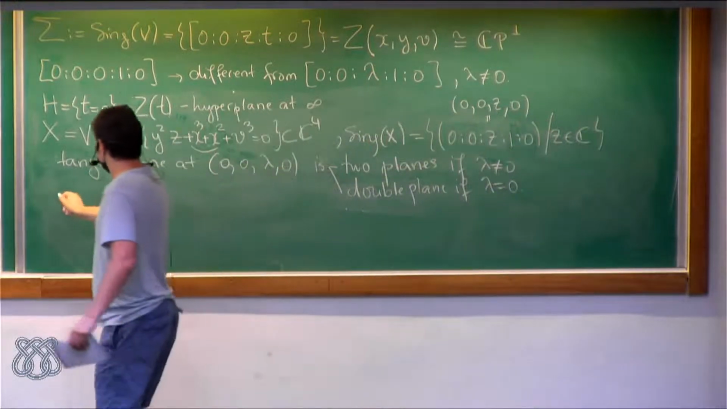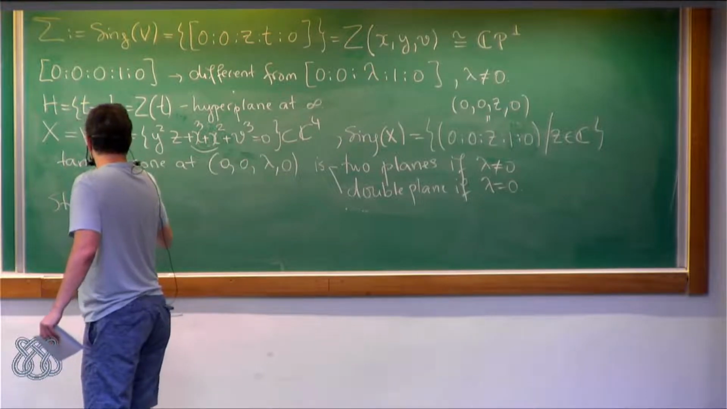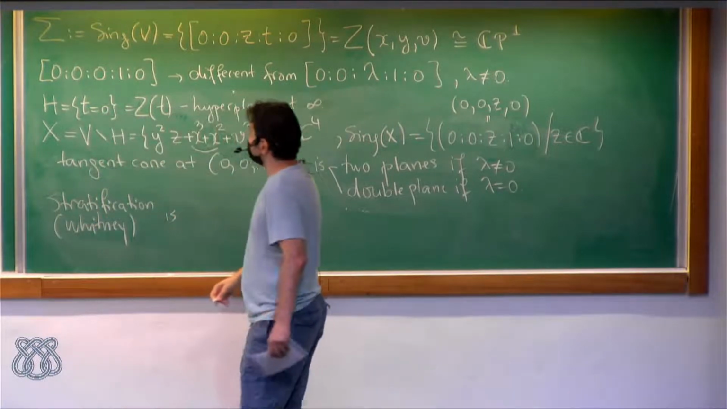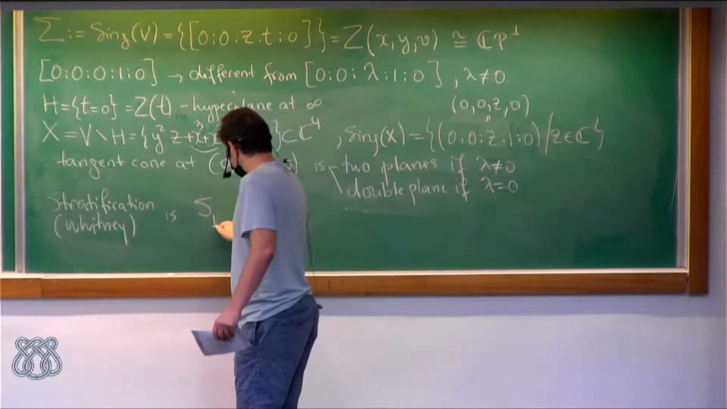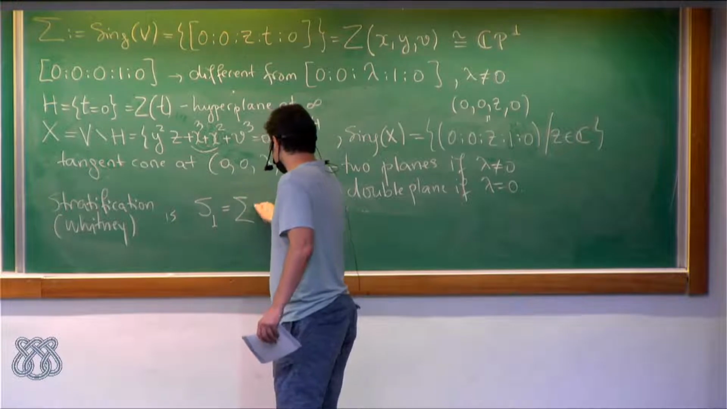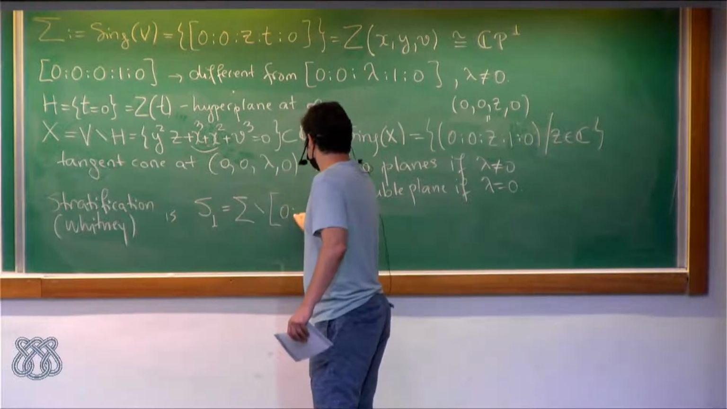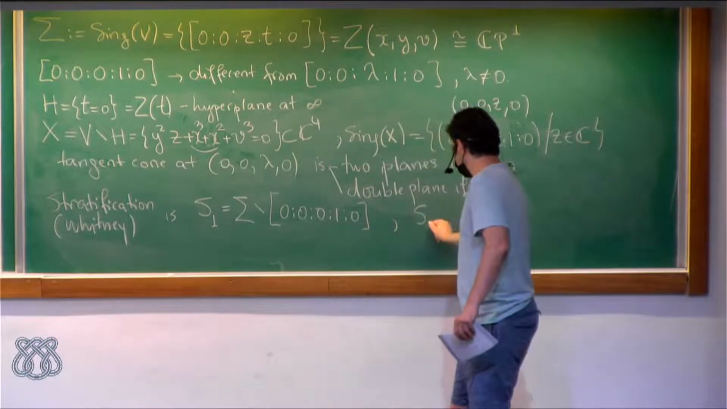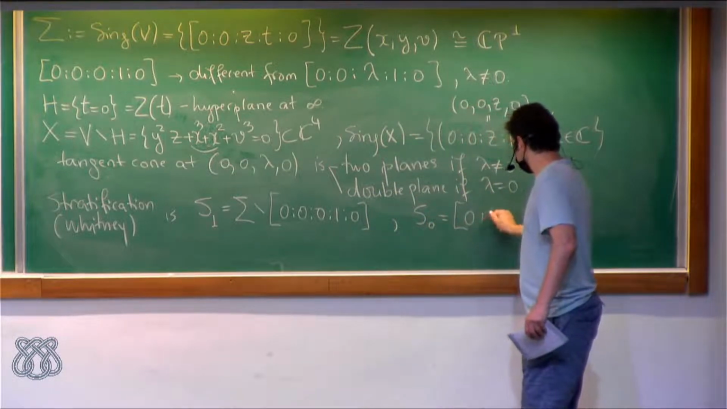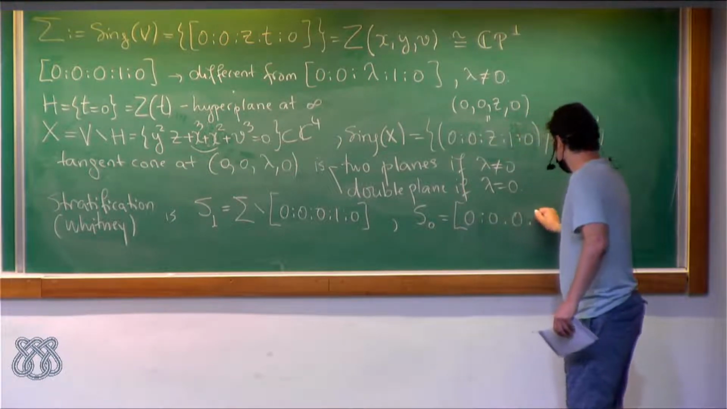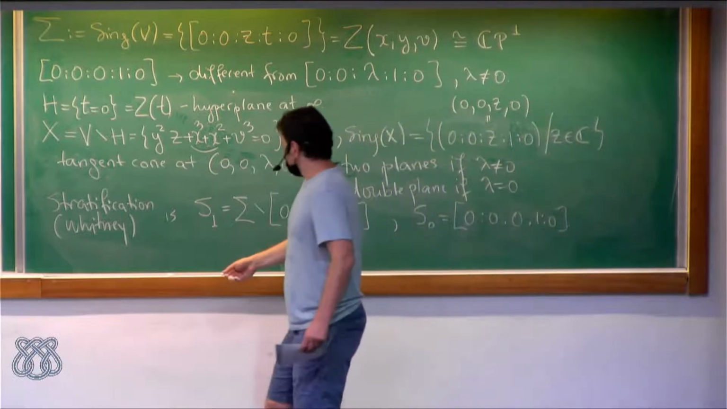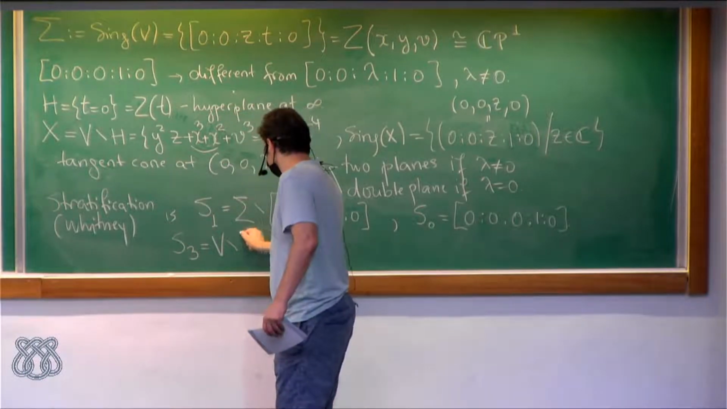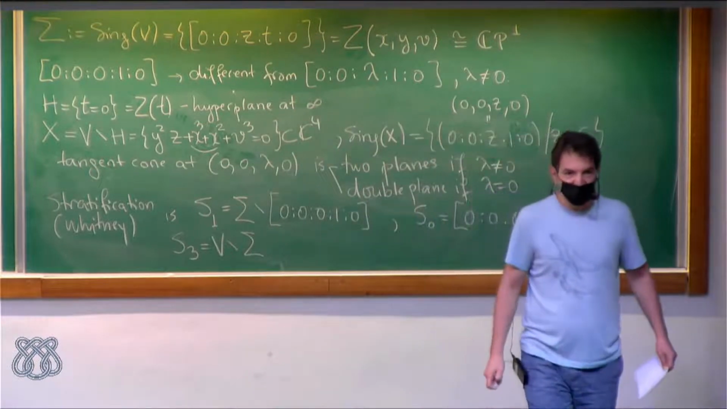So a stratification here, in fact a Whitney stratification, has strata given by, well, a one-dimensional stratum, which I call S1, which is the singular locus minus the special point (0, 0, 0, 0), and then the special point is the stratum in itself, a zero-dimensional stratum. And of course, the rest, right? So there is an S3, whatever it is, which is V minus S1, minus sigma. But this doesn't play much of a role in the calculations.